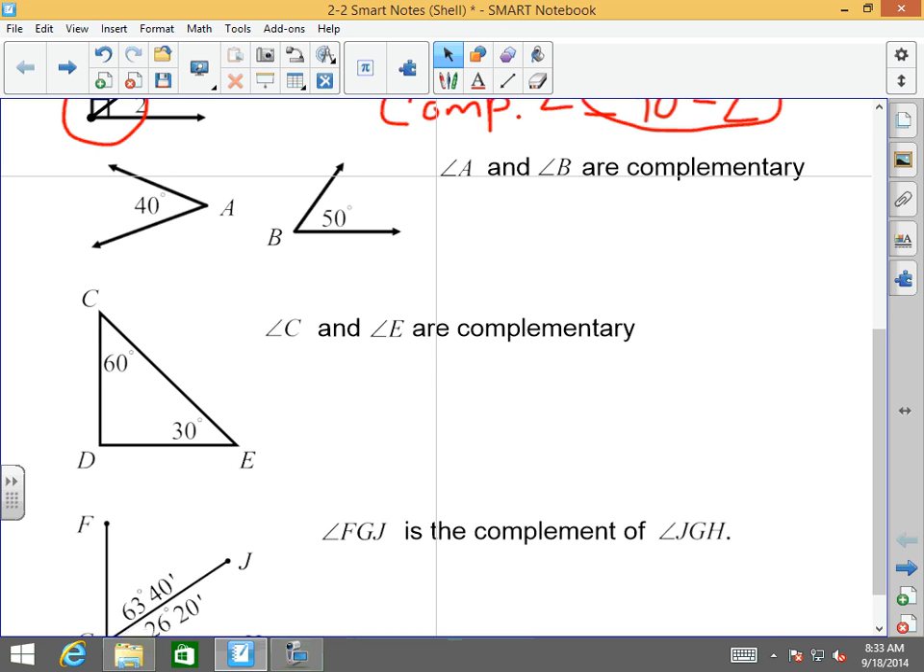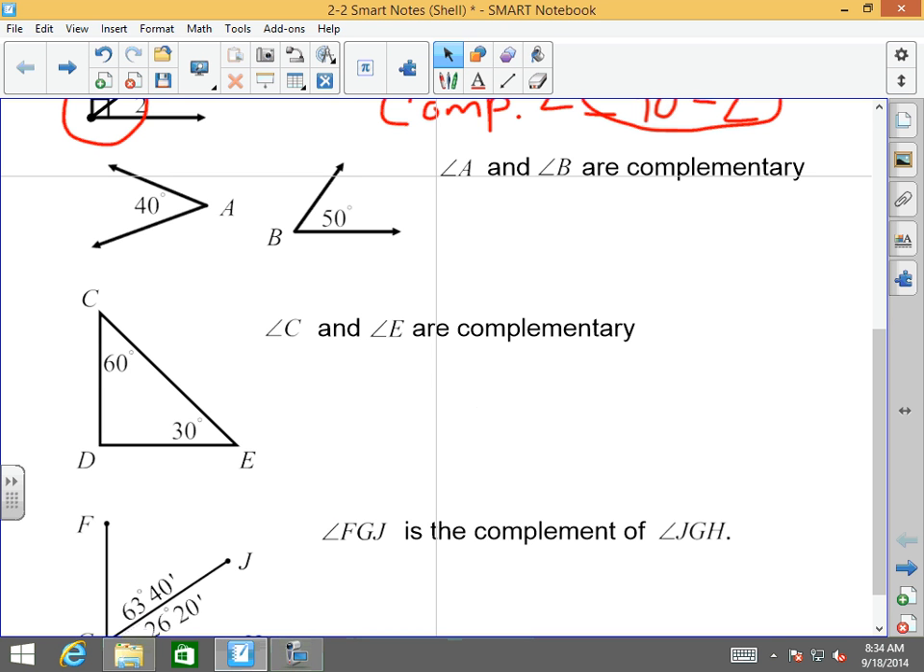Now, this is something else that I want you guys to start making connections with. Remember how I've been harping on you guys? You cannot assume right angles. You cannot assume any angles except for a straight angle. Is there any way for me to prove, though, that angle D is 90, and therefore that triangle CDE is a right triangle?